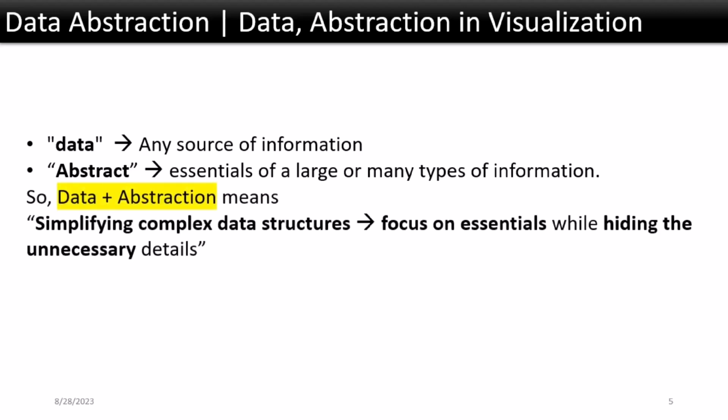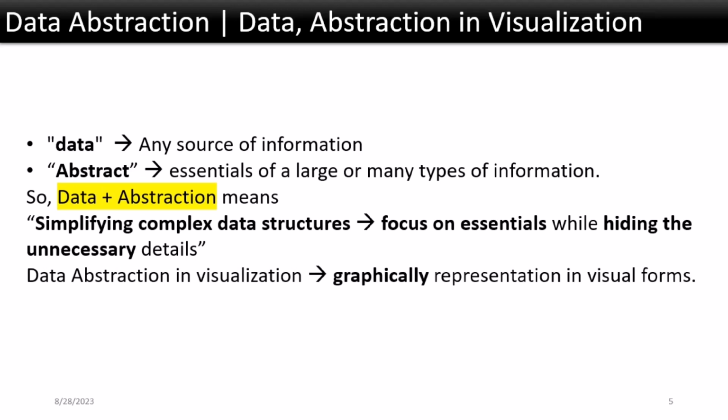Data abstraction refers to simplifying complex data structures by representing them in a more organized and understandable manner, which allows the user to focus on essentials while hiding the unnecessary details. That is what is called data abstraction. And data abstraction in visualization means graphically representing those abstracted data in visual forms.